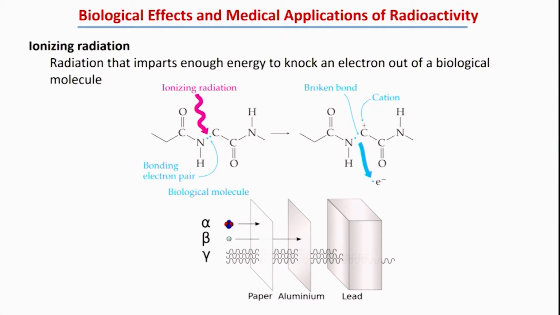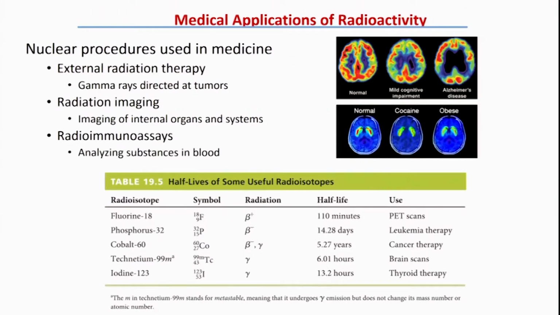And when I say alpha and beta are not as dangerous, that's true outside the body. But if you ingest them or get them into your body, sometimes we do this on purpose, now they have closer contact with any tissue, so then they do become more dangerous. So that's thinking about the different types and how powerful they are.